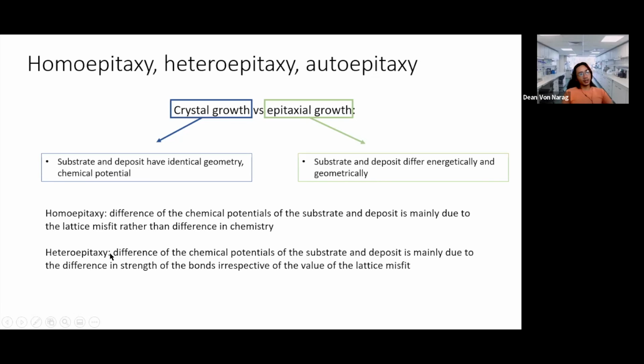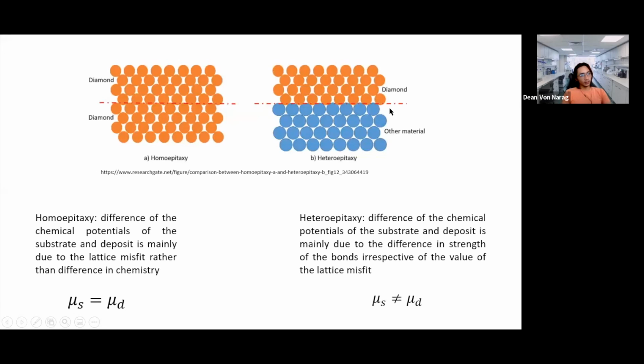And for heteroepitaxy, the difference of the chemical potentials of the substrate and deposit is mainly due to the difference in strength of bonds, irrespective of the value of the lattice misfit. So here are cartoons for homoepitaxy and heteroepitaxy.